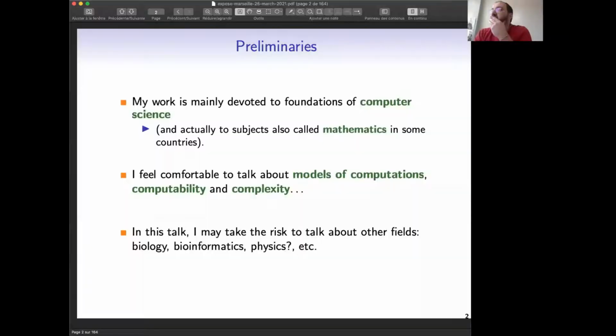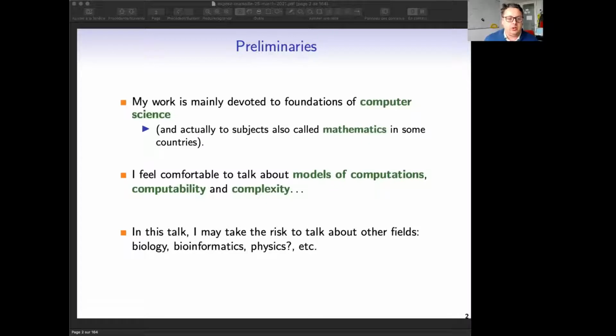I'm sorry, Olivier, we cannot see your slides. Okay, great. Sorry. So let me try to do this. Is this working like this? No. It says I'm sharing. Do you see the slides? Yes, it works. Okay, perfect.